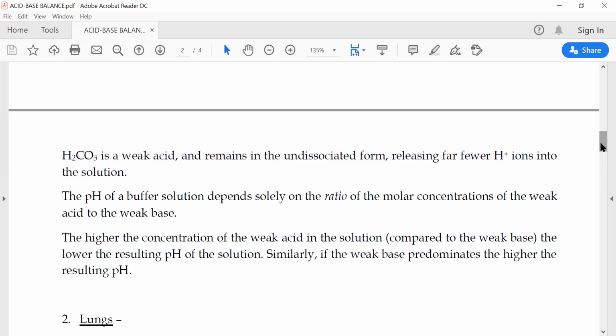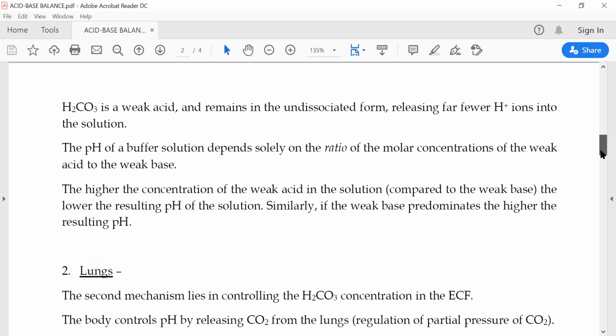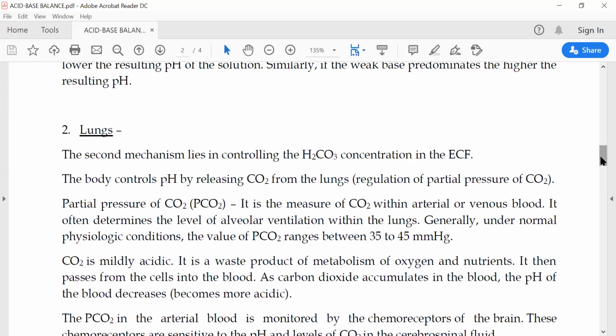What is the next system that is going to maintain the pH of our extracellular fluid? It is the respiratory system. Now, as I mentioned before, the lungs are basically involved in it. And how is the lung going to regulate the pH? It is going to regulate or maintain the pH depending upon the concentration of carbon dioxide, or by regulating the partial pressure of carbon dioxide.